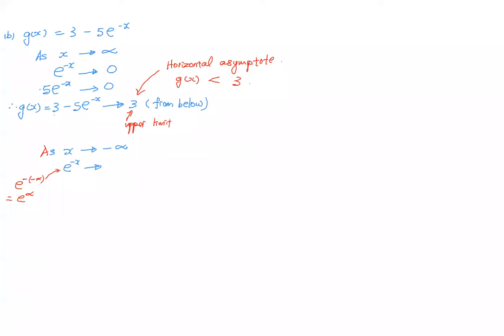Cindy, try. Infinity. Yes, you are right. So infinity. So therefore, our g(x) is 3 minus 5 e to the power negative x. So in our mind, we will figure out as 3 minus infinity. So it will go towards what, Cindy? Try.